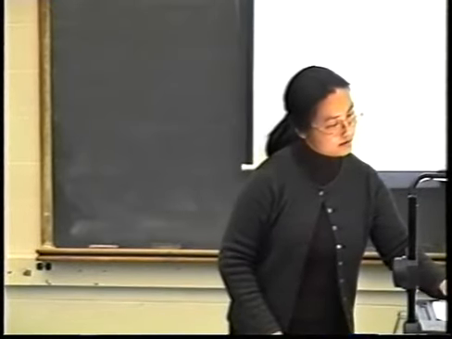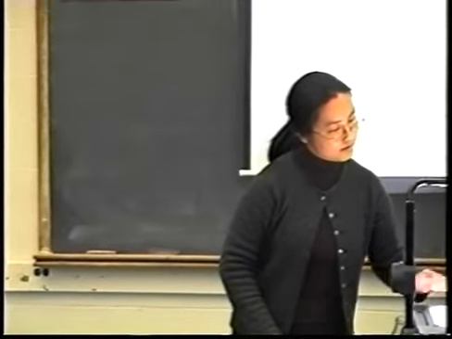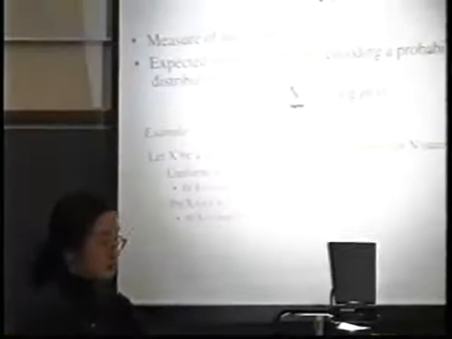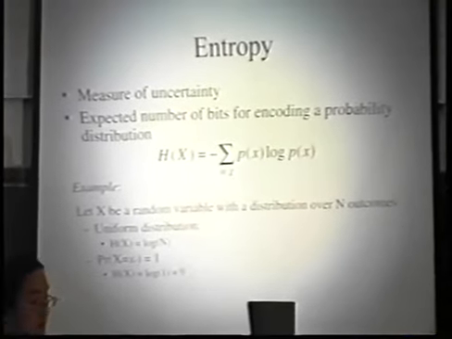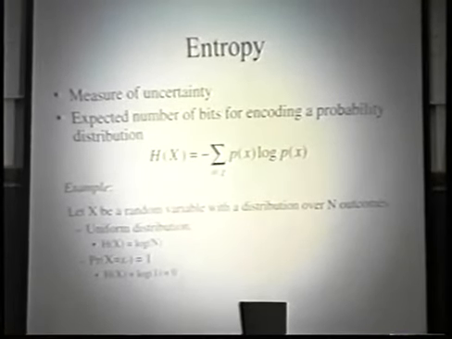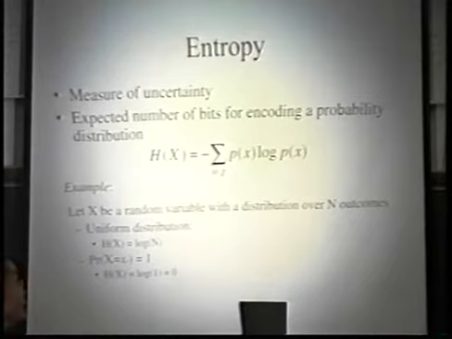So, just to quickly review, entropy, we're measuring the uncertainty. So it's roughly the expected number of bits needed to encode a distribution.